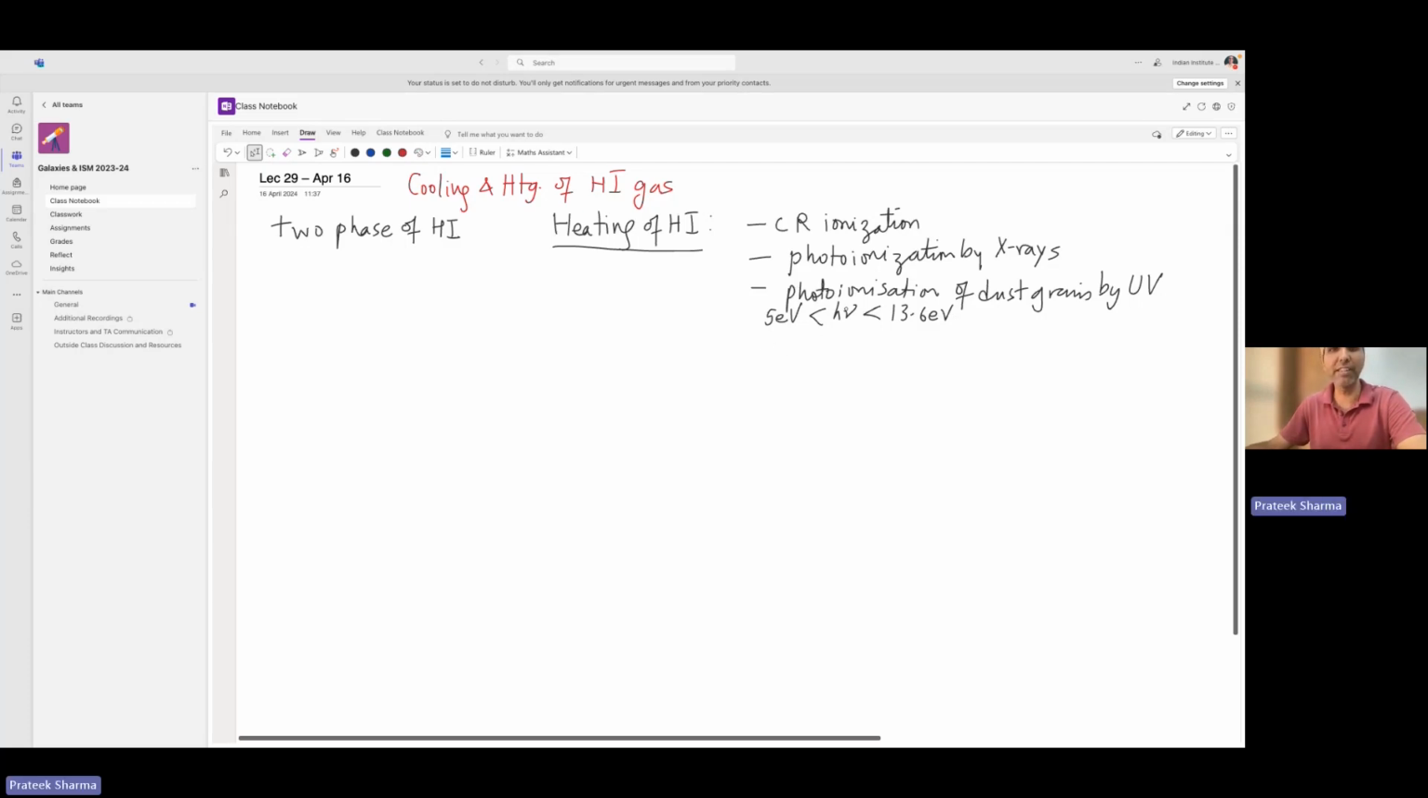And in the same way, some ions like carbon and magnesium have lower ionization potential. So they can be ionized by these photons which have energy lower than 13.6 eV. So you can have those metal photoionization. And then you can have dissipation of MHD waves, shocks, and whatnot. So there are a lot of processes, but out of these, the most dominant is photoionization of dust grains by UV, followed by cosmic ray ionization.